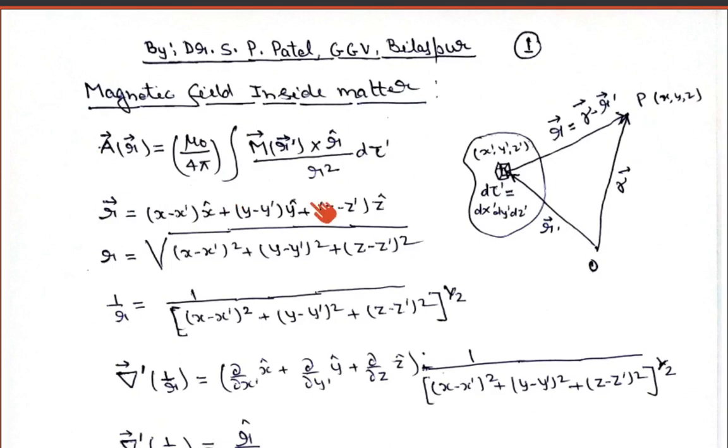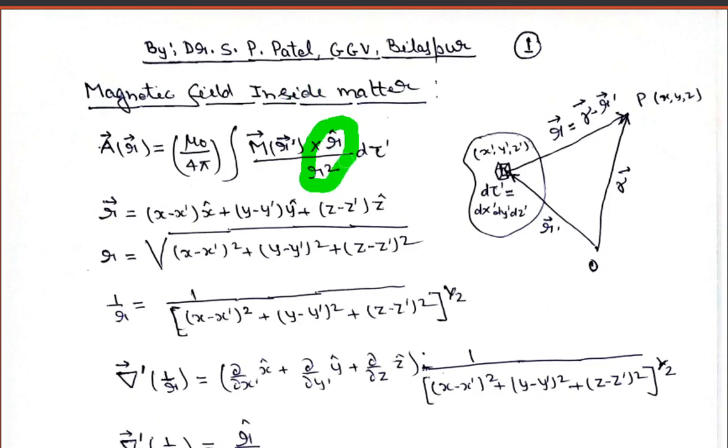If we write the coordinates, obviously we can write the r vector as (x minus x prime) x unit vector, (y minus y prime) y unit vector, (z minus z prime) z unit vector. And the magnitude is the square root of (x minus x prime) squared plus (y minus y prime) squared plus (z minus z prime) squared. In the vector potential we have the term r unit vector upon r squared. I am talking about this term.